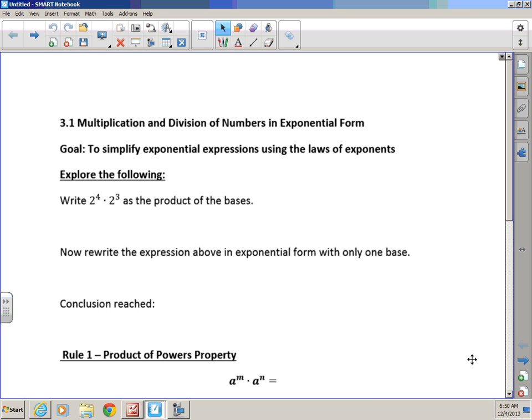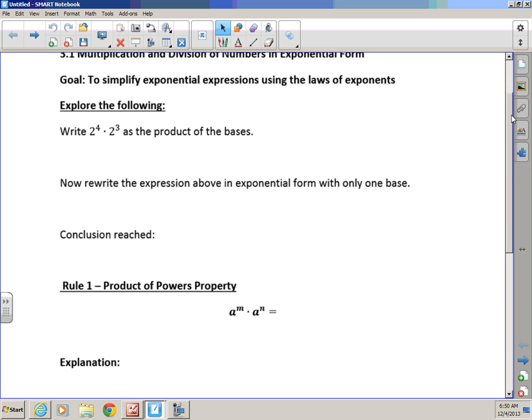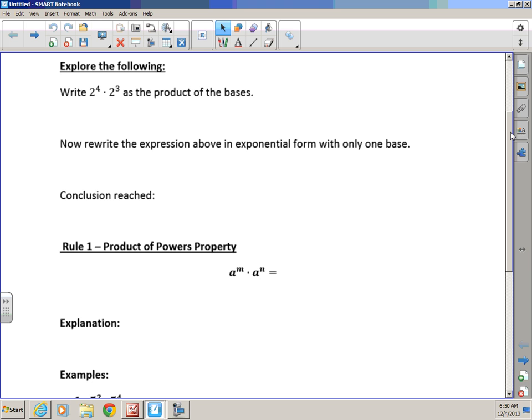The topic we're going to cover today is the first lesson in the unit dealing with exponential functions. Specifically, what we're going to talk about today are the rules regarding the multiplication and division of numbers or expressions in exponential form. Okay, so let's explore the following.